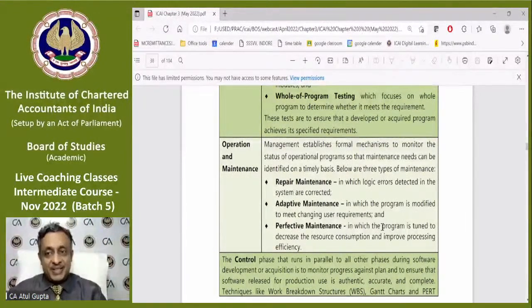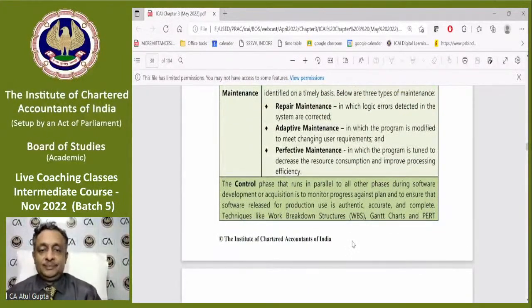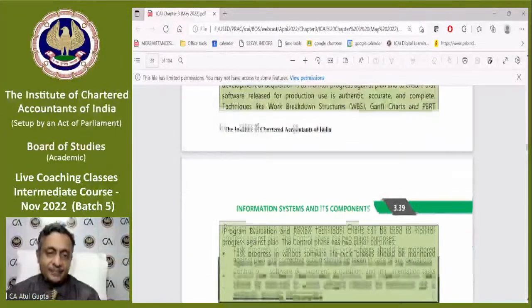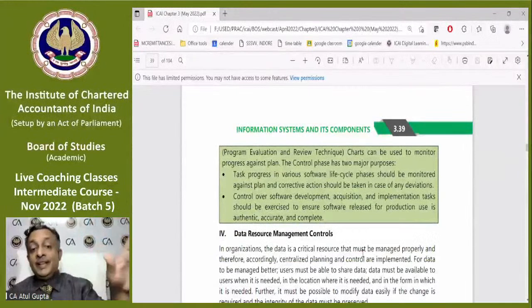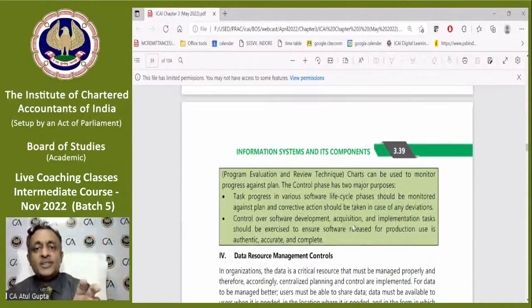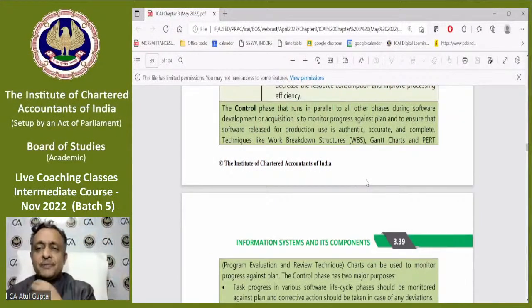Ours is a king subject, believe me. Everything that you read has to come here and settle here. Okay. So operation and maintenance of the program that you have created. Then control the phases, how they are done. Everything is done. Now see, within control, a few good words are there. Let me refer to them.